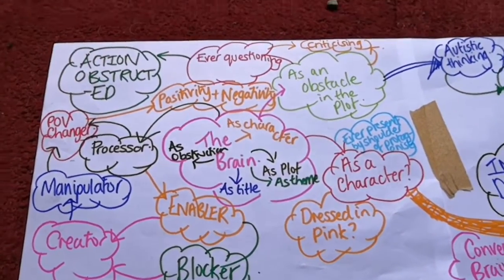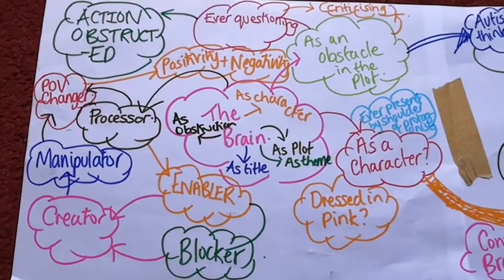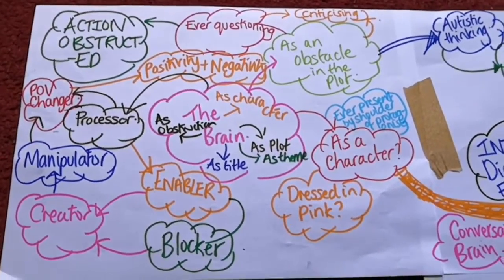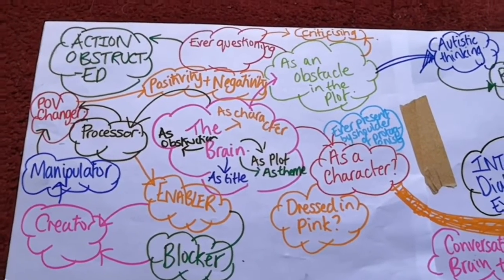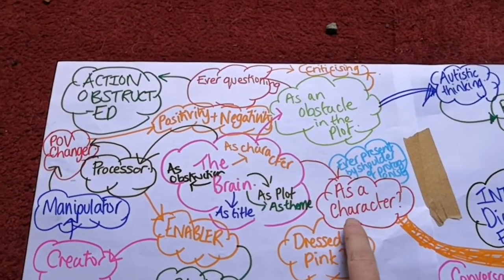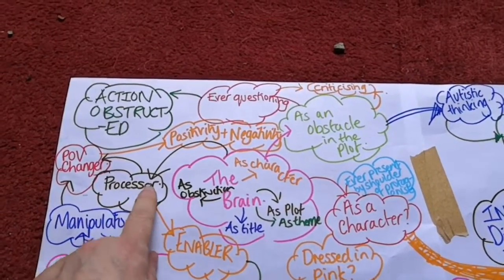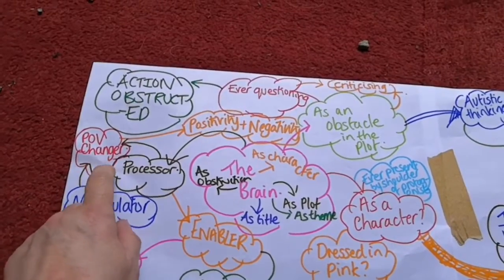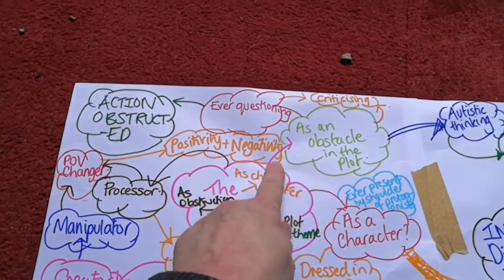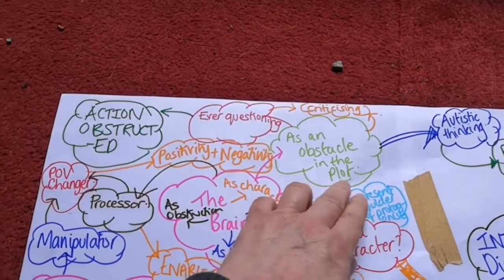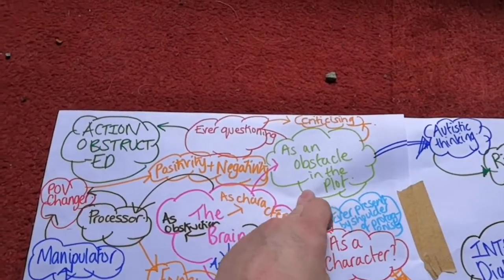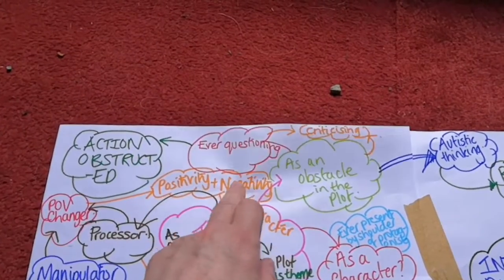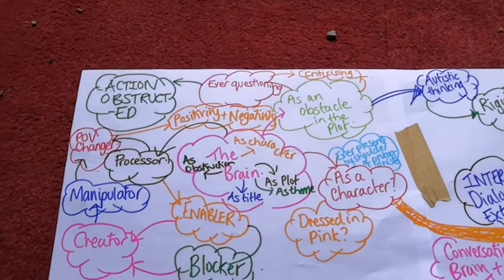How do I say all of that as words? So I'm just going to hold the camera here for a moment and pick out some things. We discussed the brain as a character. The brain can be a processor, a manipulator, creator, point of view changer. You can see something positively or negatively. The brain can be an obstacle in the plot, but is also an obstacle in real life. Action, obstructed, ever questioning, criticizing.